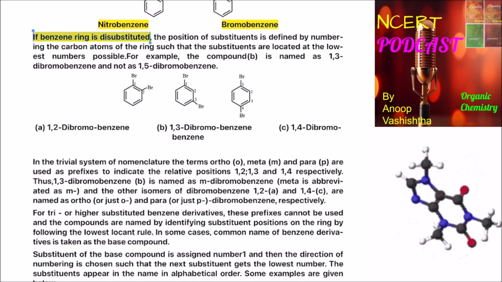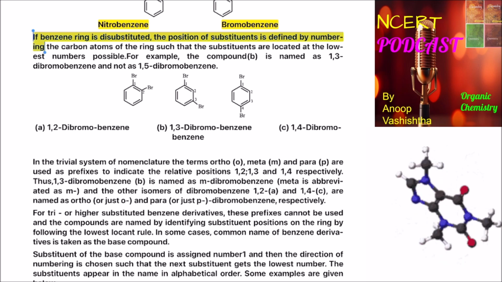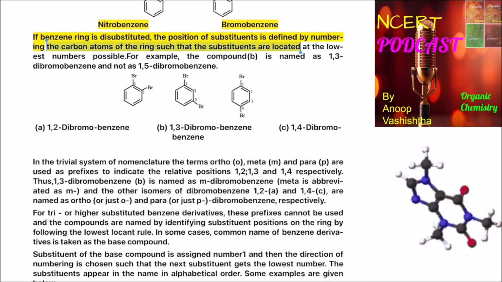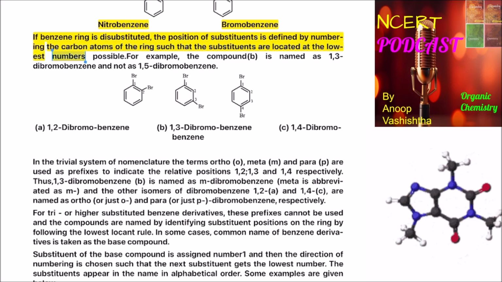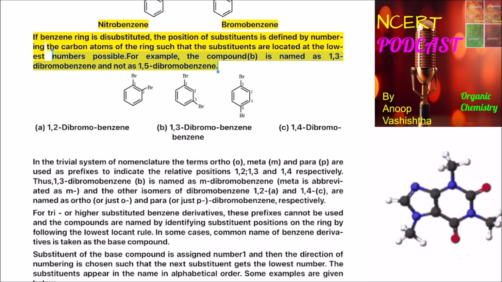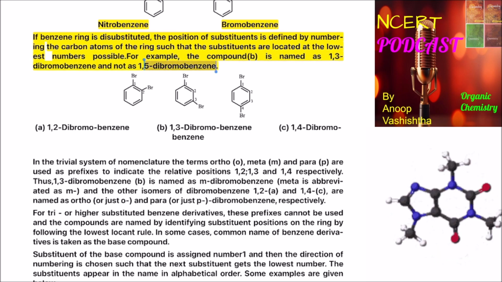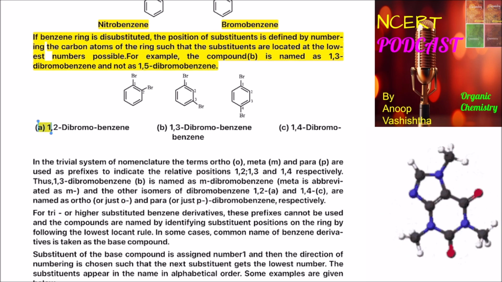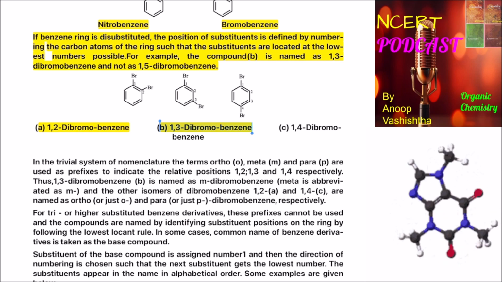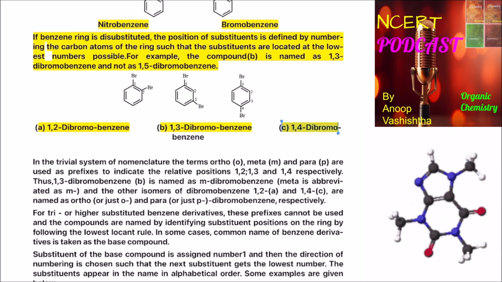If the benzene ring is disubstituted, the position of substituents is defined by numbering the carbon atoms of the ring such that the substituents are located at the lowest numbers possible. For example, compound B is named as 1,3-dibromobenzene and not as 1,5-dibromobenzene. A: 1,2-dibromobenzene, B: 1,3-dibromobenzene, C: 1,4-dibromobenzene.